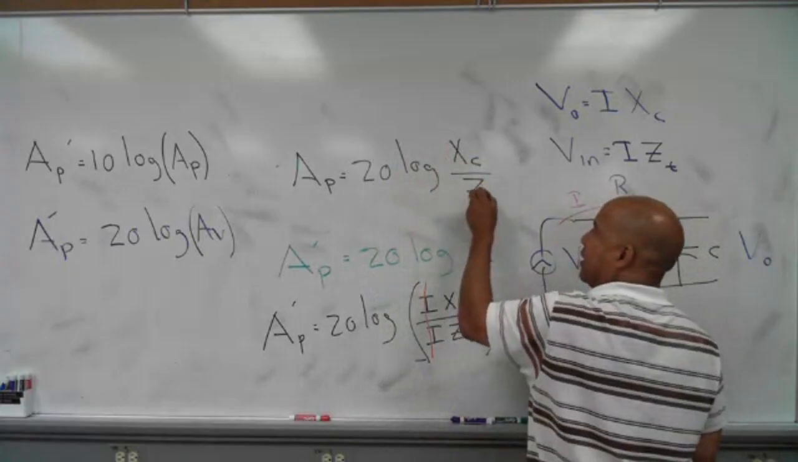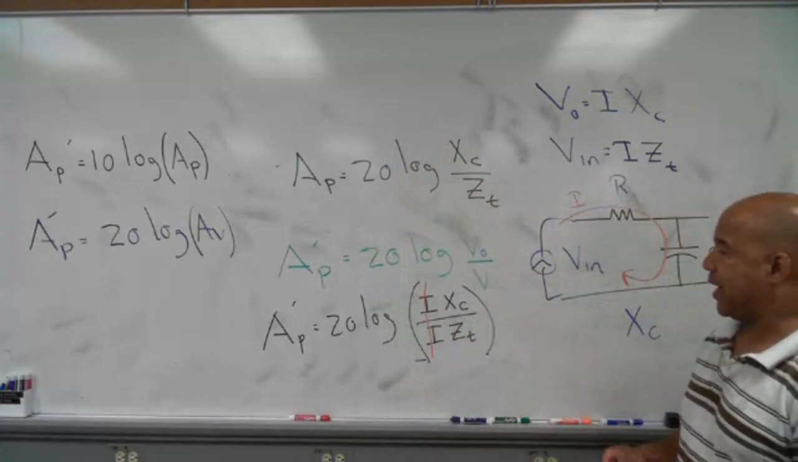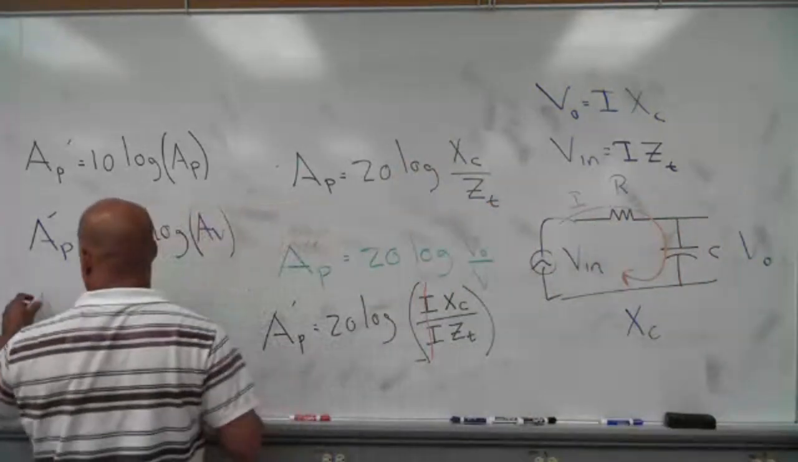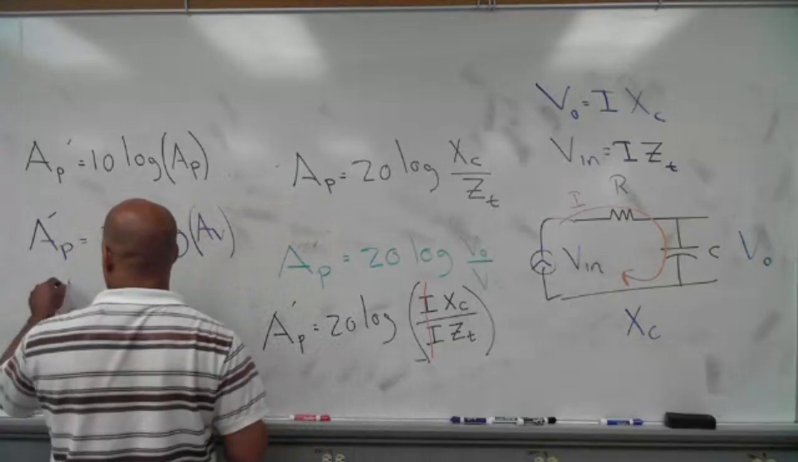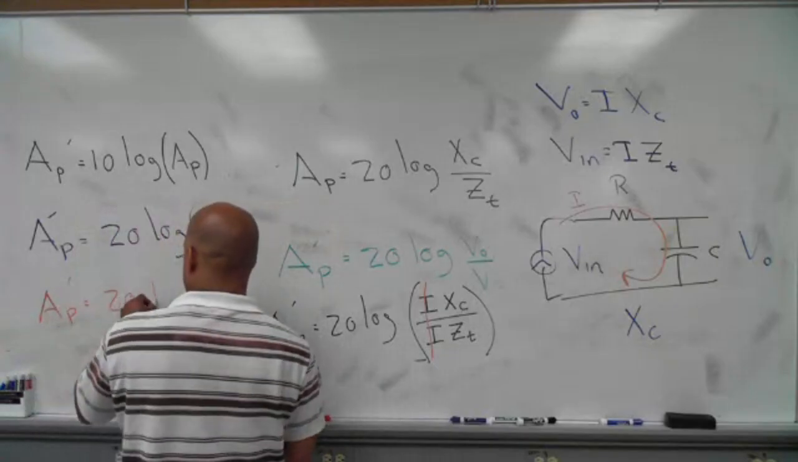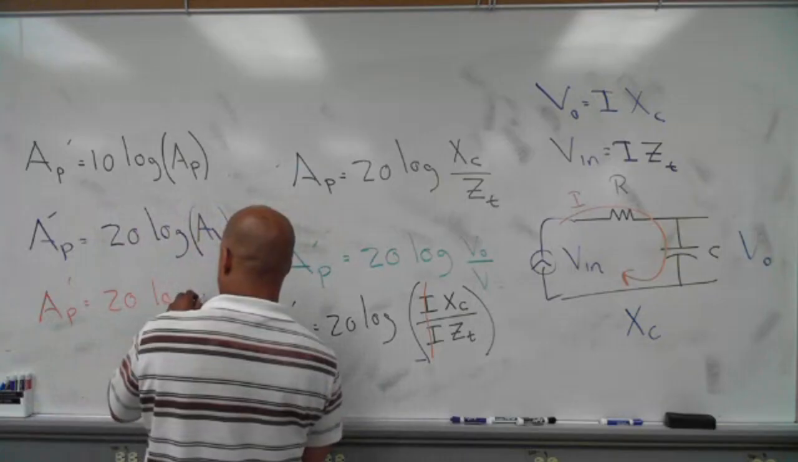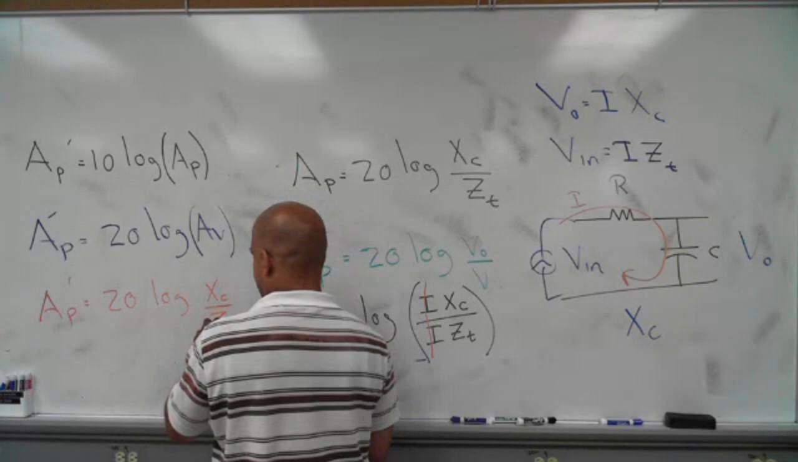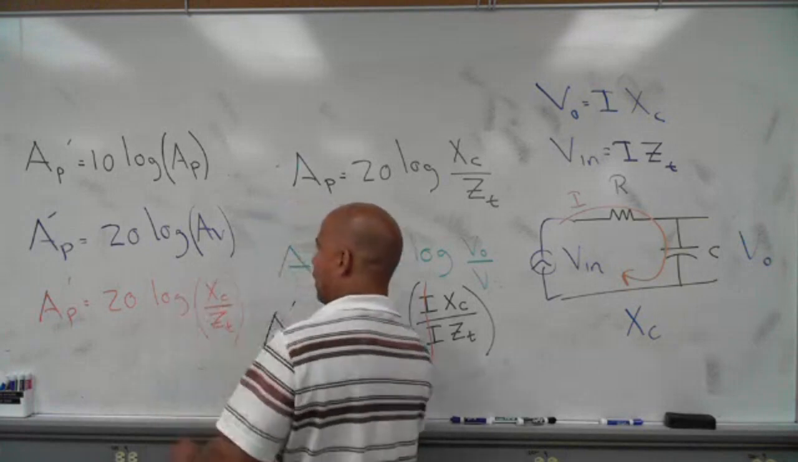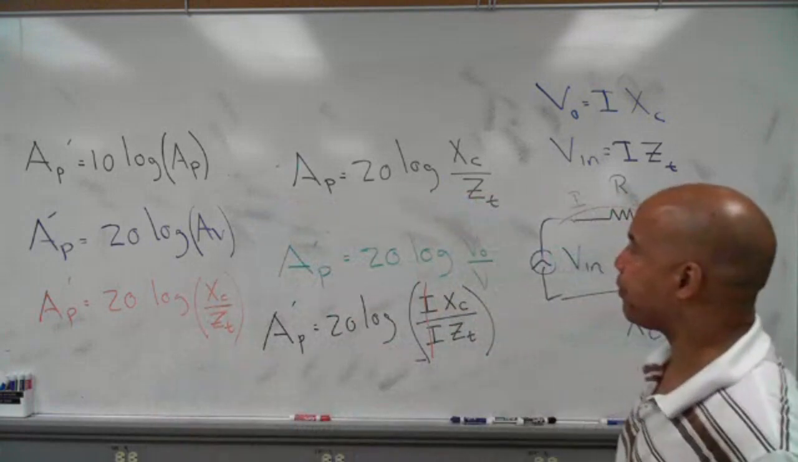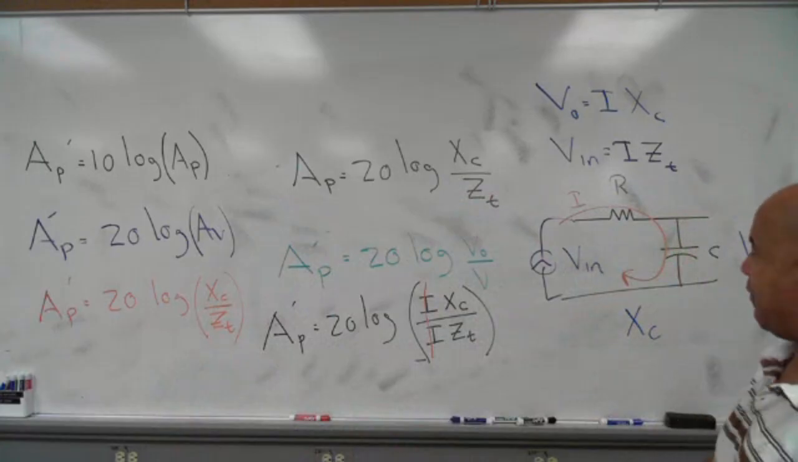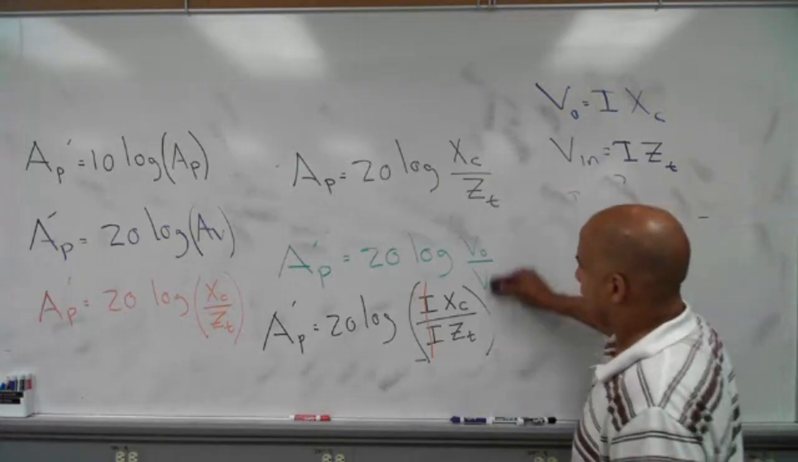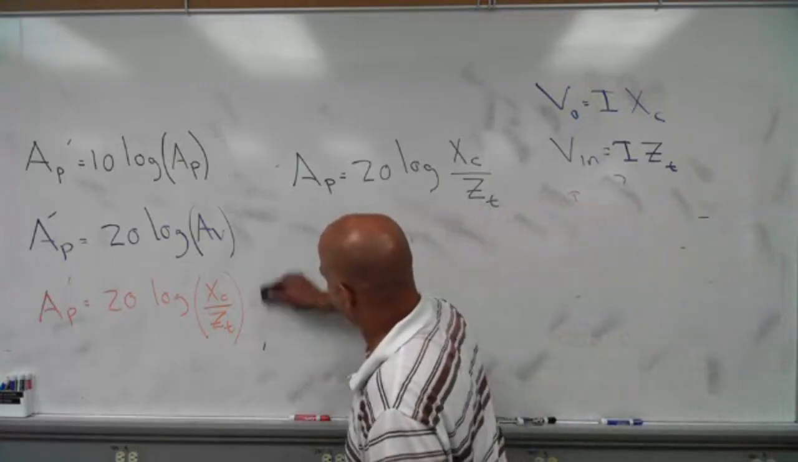XC over ZT. And so here are all the formulas I have for my filter analysis. A P prime is 20 log XC over ZT. Those 3 equations you will need. There was another equation I gave you last class. We derived it. Let's go in and review our graphs.